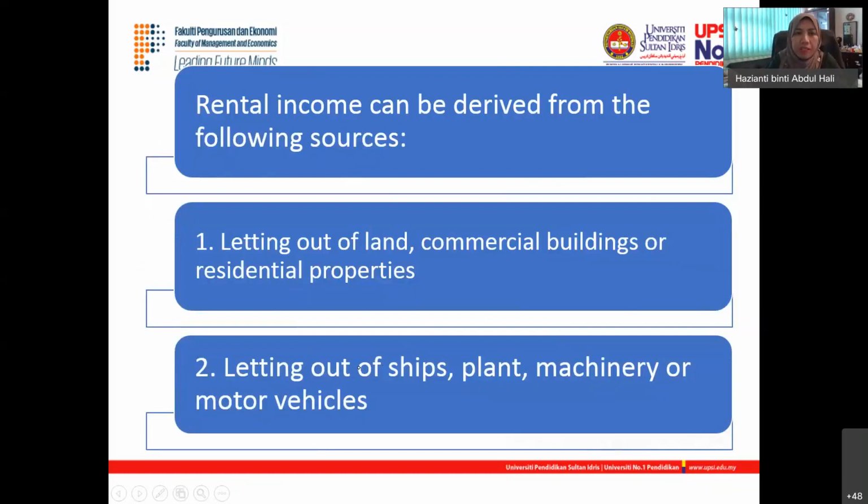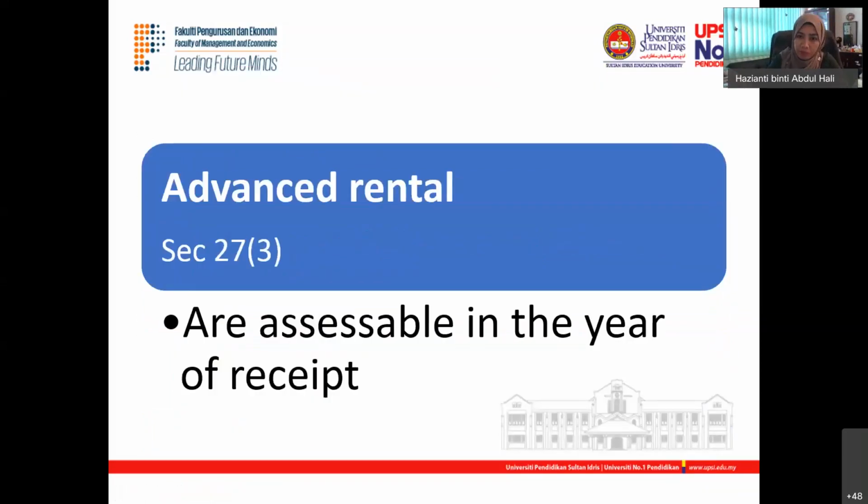One issue about rental is advance rental or deposits. Let's say you rent a house from your landlord and you have to pay rental until next year. This is year 2021, and you have to pay rental until year 2022. What happens to the rental income received by the landlord? He or she received the advance rental for next year this year, so it will be assessed this year, in the year of receipt. Even though you receive the rental for next year, you are assessed this year, not next year.